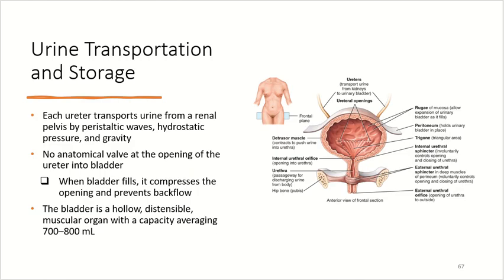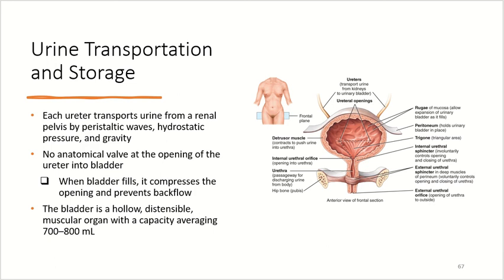So once we've produced all of this urine, be it concentrated or dilute, we have to transport it and store it somewhere. Otherwise, we'd all be just kind of walking around sort of leaking all the time, which would be rather inconvenient, I suppose. So for this, each ureter is going to transport urine from the renal pelvis to the bladder in peristaltic waves using hydrostatic pressure and gravity.